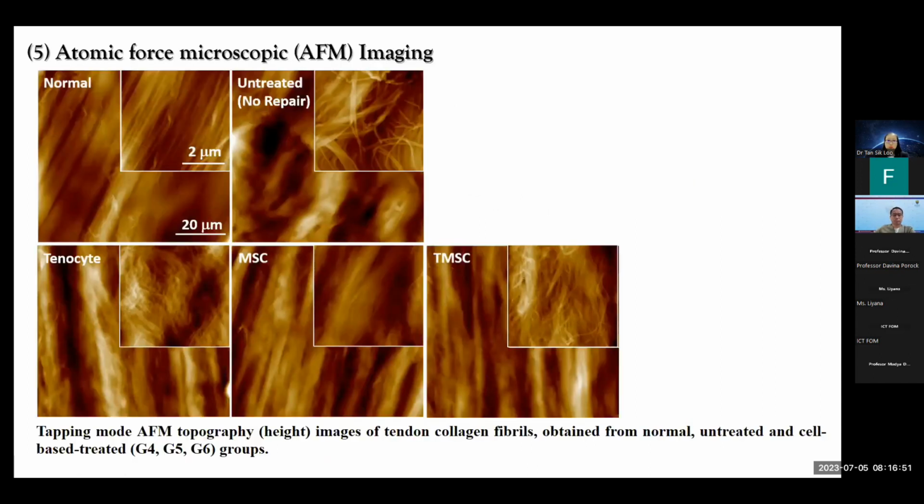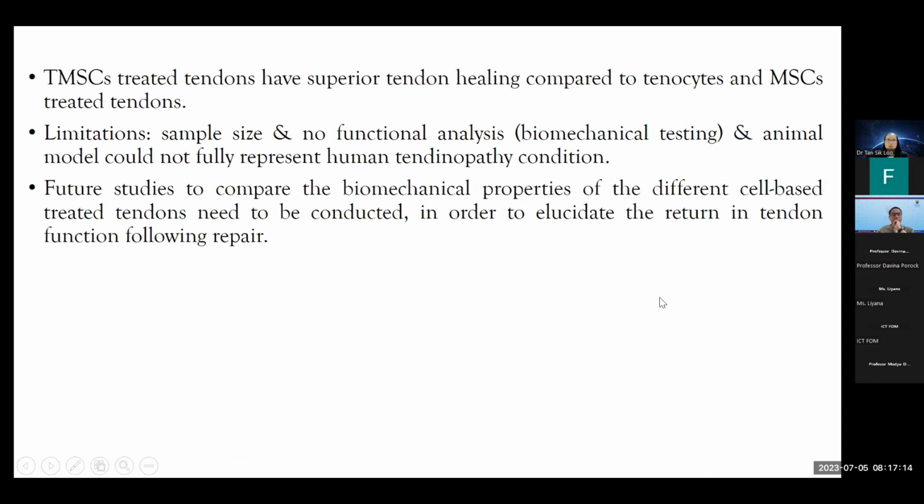SHG imaging of the collagen fibers in the repaired tendon shows collagen fibers with more parallel orientations in the cell-based treated tendon groups. So in summary, the TMSC treated tendons have superior tendon healing compared to tenocyte and MSC treated tendons.